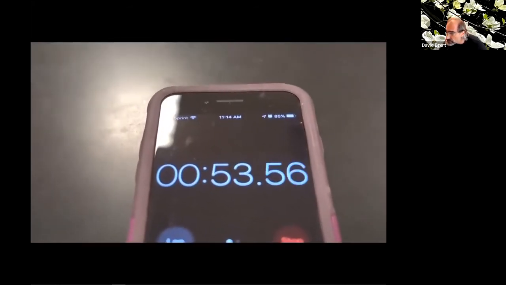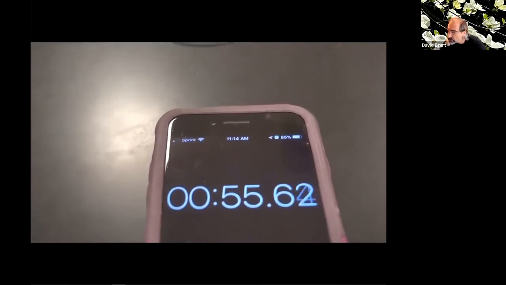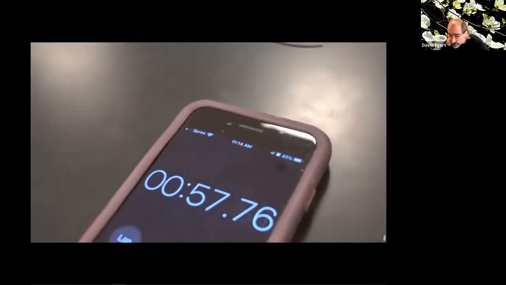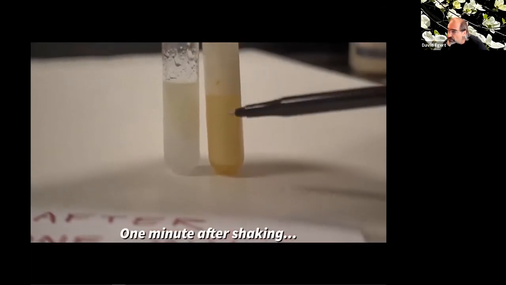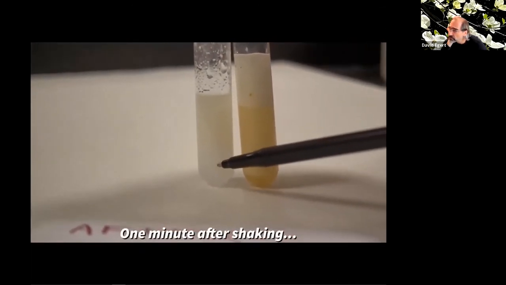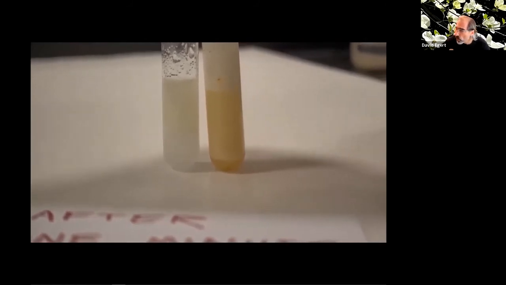Okay, so it's almost 1 minute. Let's take a look at them again. All right, so we waited a minute. You can see the water and the oil starting to separate here in test tube A. In test tube B, we have some foam and still an emulsification situation. You can see the water at the very bottom. This is water that's got some of the brownish coloring from the bile salts.